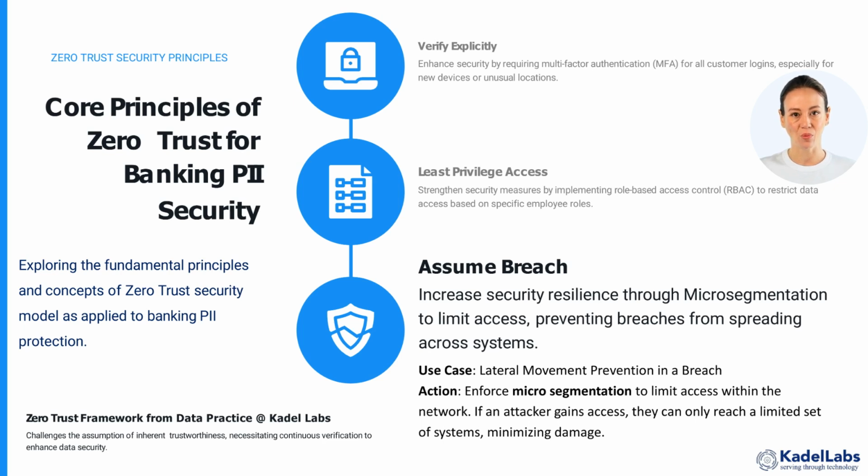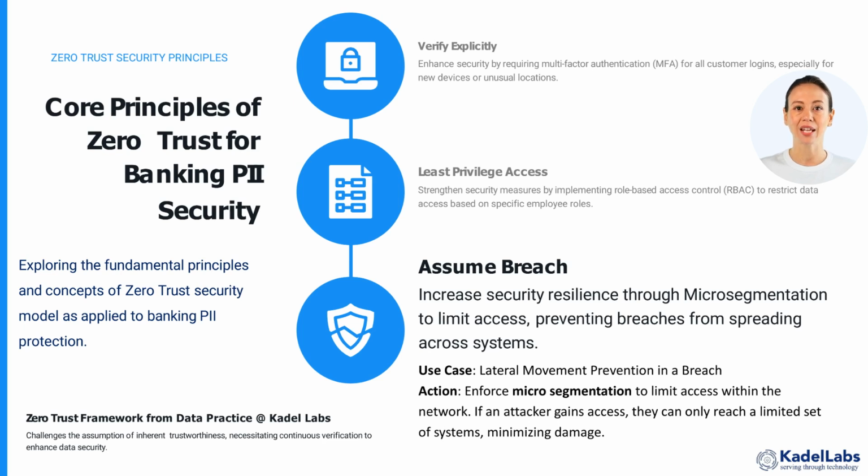One of the most effective ways to contain the damage is through micro-segmentation. This technique divides the network into smaller, isolated segments. Even if an attacker gains access to one segment, they can't easily move laterally across the network to access other critical systems or data. For instance, in the scenario of lateral movement prevention, micro-segmentation ensures that an attacker who breaches a specific system can only access a limited set of resources, drastically reducing the potential impact.